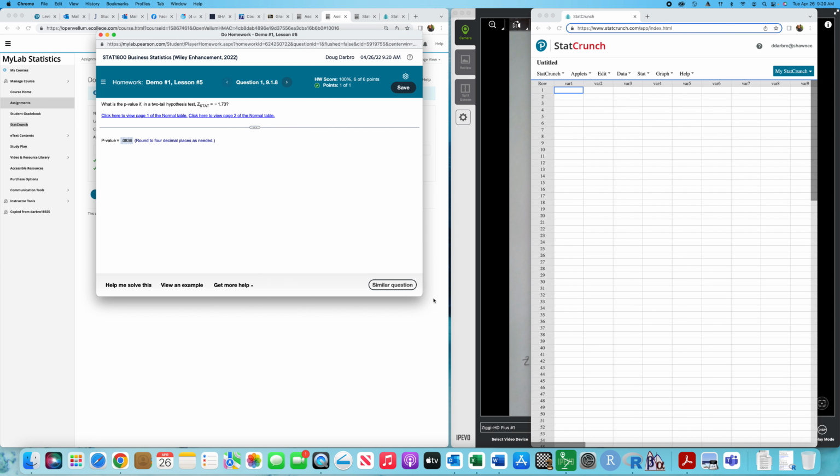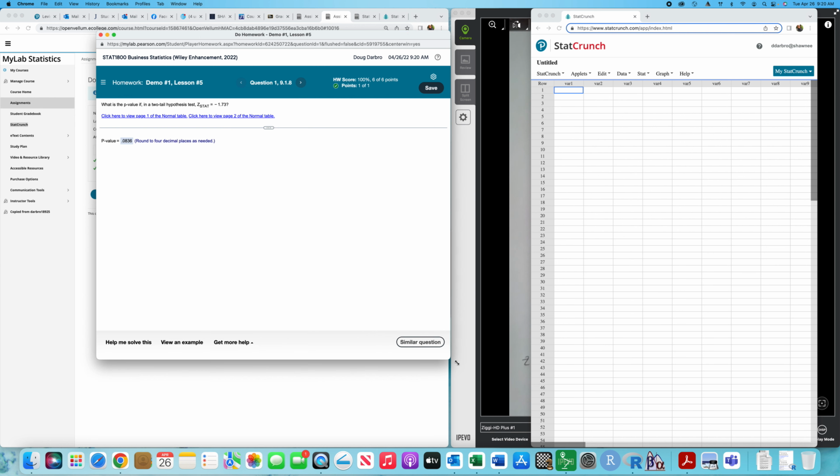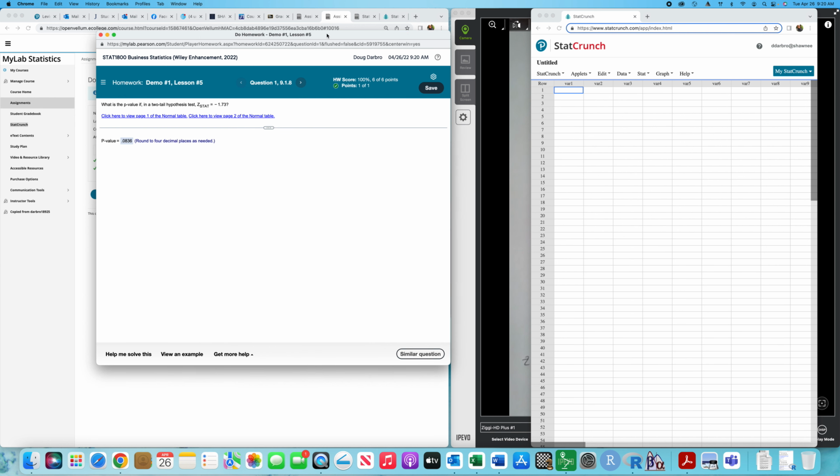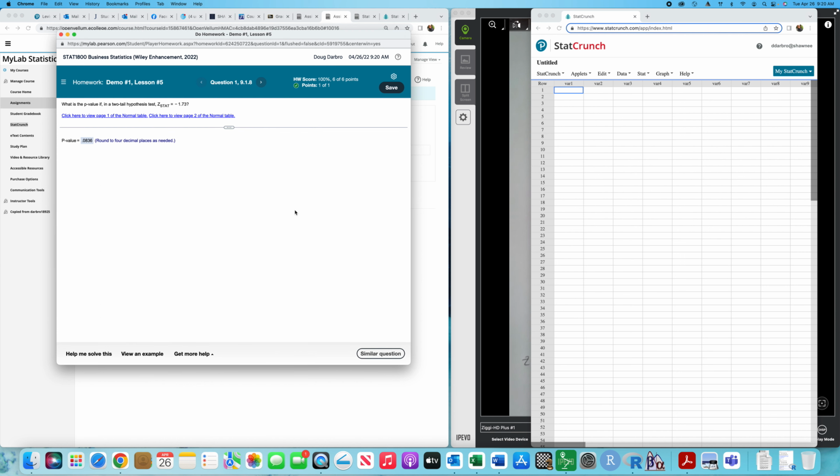All right, so question number 1, we get into calculating a p-value. The directions, which it would be nice if I read, is calculate a p-value for a two-tail hypothesis test, which means we just have to multiply by 2. More about that in just a second. For a z-stat, so it tells me I have to use the normal calculator, not the t-calculator, for negative 1.73. So this is the way that plays out.